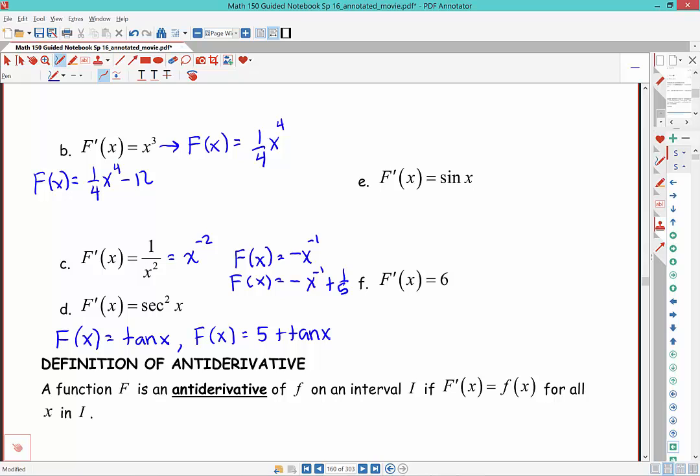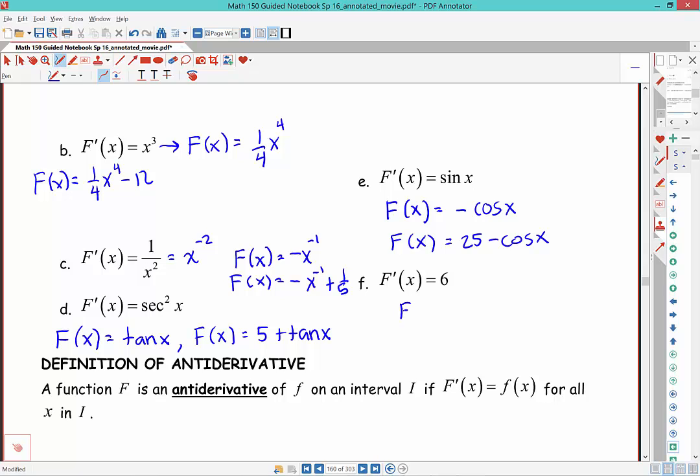How about getting a result of sine x? Differentiating which function gets you a sine of x? Good. It could have been cosine of x. But when you differentiate cosine of x, what do you get? You get negative sine of x. So do you see you'd have to have a negative sign there? And then, of course, this could be 25 minus cosine of x, which would give you the same derivative. And what about this one?